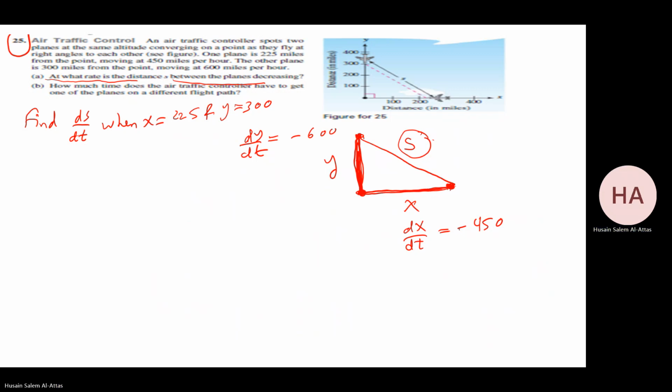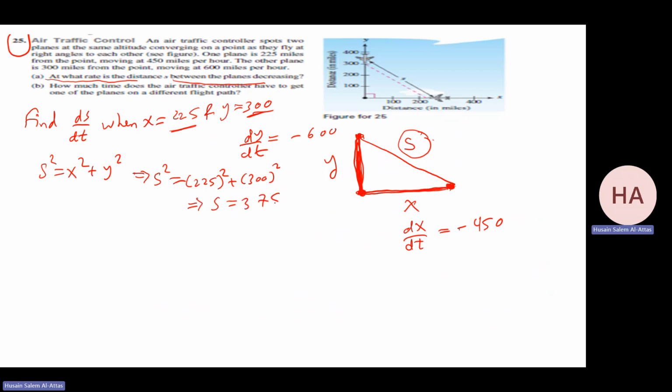Okay. So I have s squared equals x squared plus y squared. And they have x and y. Since they have x and y, that will make it easier for me to find s. So s squared will be 225 squared plus 300 squared. Do the calculation since it's a very big number. That implies s is 375.